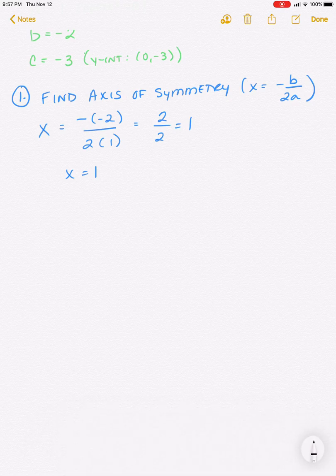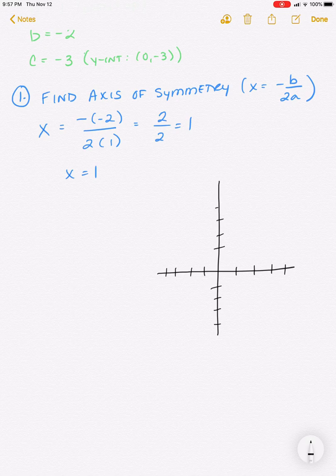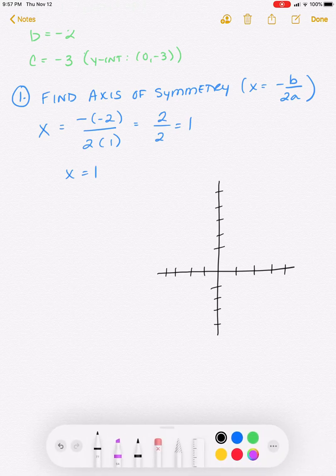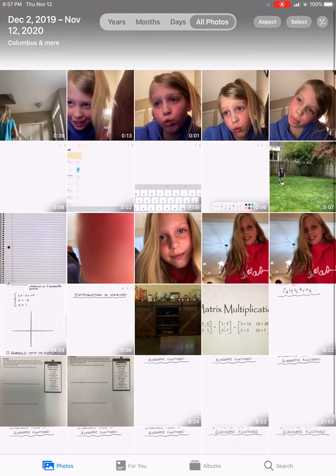Now what I do when I graph a parabola is I like to build the graph as I go. And so I'm going to take a second, and I'm going to graph right here this axis of symmetry. Okay, we're going to do the best we can. This may not be the best graph in the world, but we're going to do the best we can graphing this without graph paper. And so what we have right here is that the axis of symmetry is x equals 1. Okay, so the next thing we need to do is figure out where the vertex is.